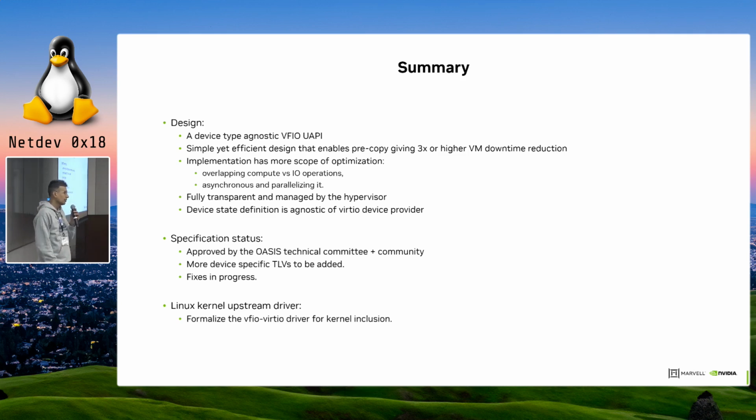Specification wise, this is approved by the OASIS technical committee and the community who works on it. We are expecting a couple of patches and fixes in this area, and also improvements with new TLVs to define the state for RSS, queue configuration, and more. As we improve the VirtIO spec, the only thing that we need to change is to define the new TLVs. That's it. The whole framework works with the existing, new, and all the old features of the VirtIO spec. Finally, the upstream driver is work in progress. We would like to extend the current VFIO VirtIO driver to support this new component.